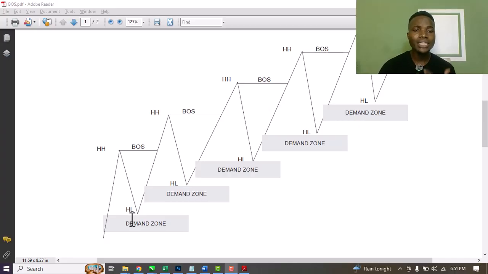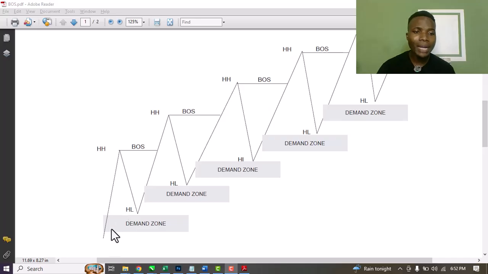So you see, in every bottom of break of structure in an uptrend, there is always a demand zone that is available, because price will not just retest any zones anyhow. Okay, price will not retest any zone anyhow.